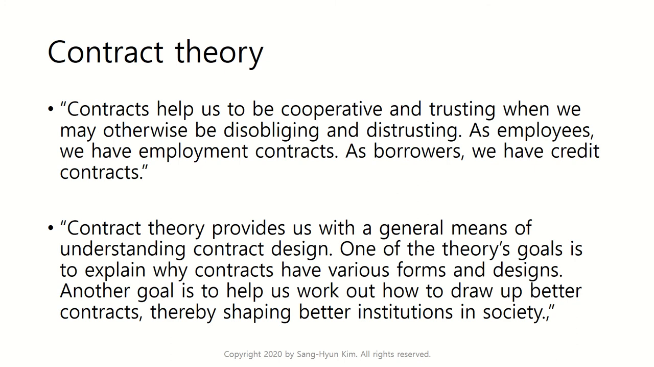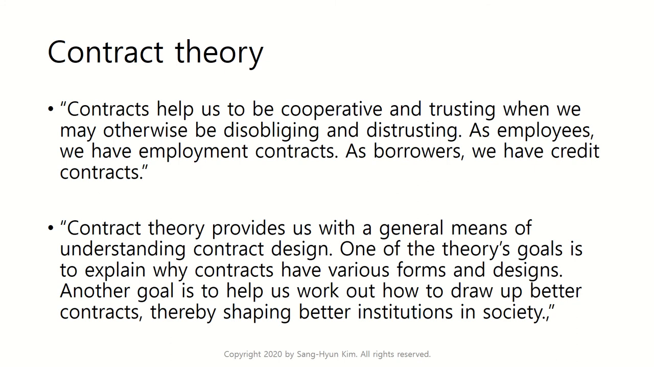So contracts help us to be cooperative and trusting when we may otherwise be disobliging and distrusting. As employees, we have employment contracts. As borrowers, we have credit contracts. So we know what contracts are, and we feel like we are familiar with contracts, right? And the functionality of contracts, it helps us to be cooperative and trusting.